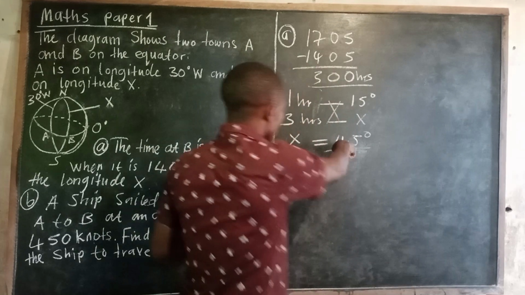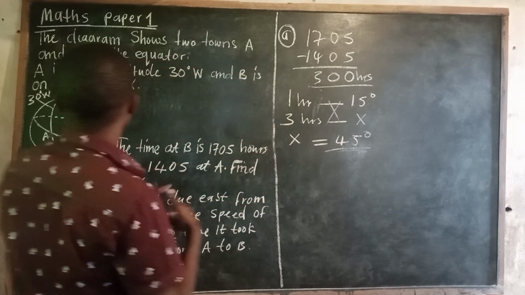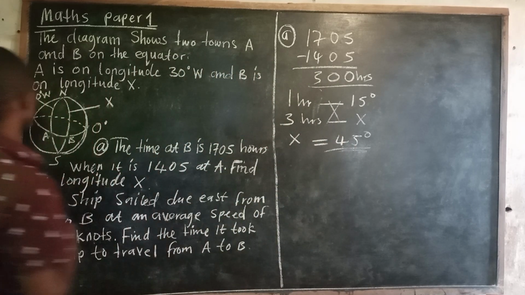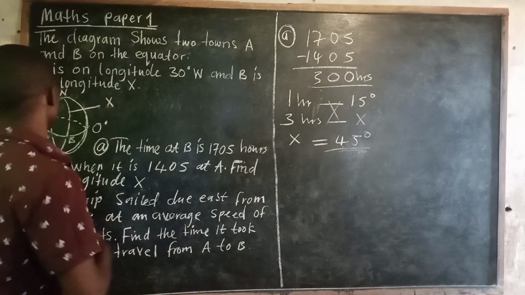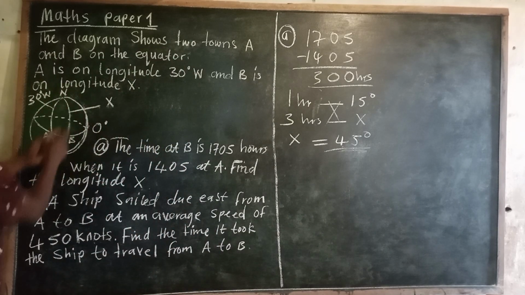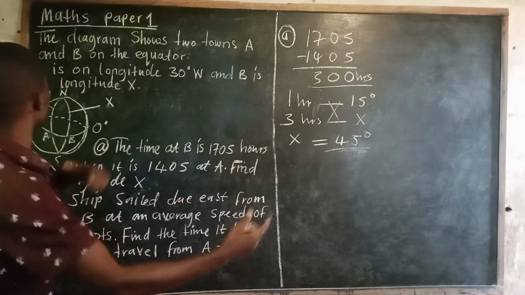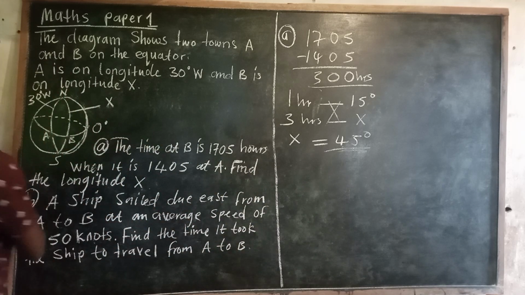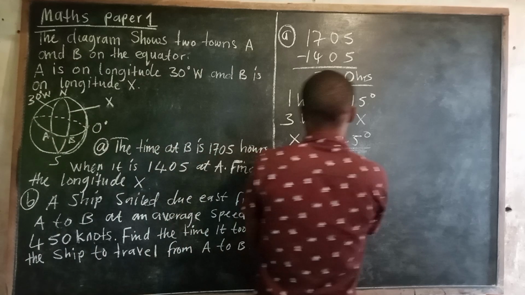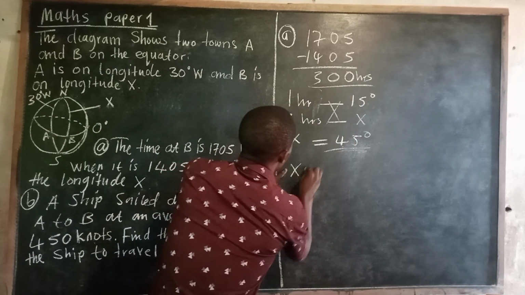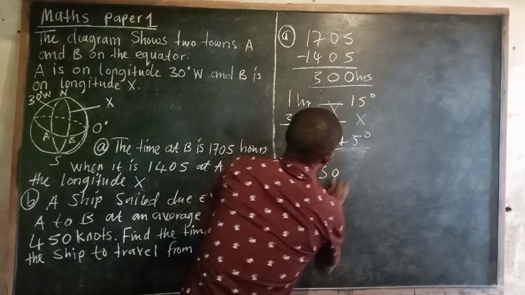Because for us to have this 45, we said x plus 30. That is the equation we are going to come up with. X plus 30. Why? Because this longitude is east, this side west. So when finding the difference, we need to add. Okay, so we need to say x plus 30. Let me come up with that equation where I say x plus 30.